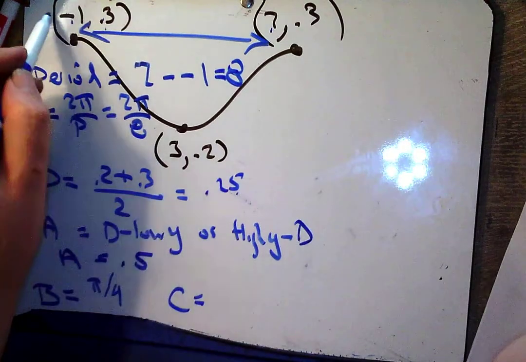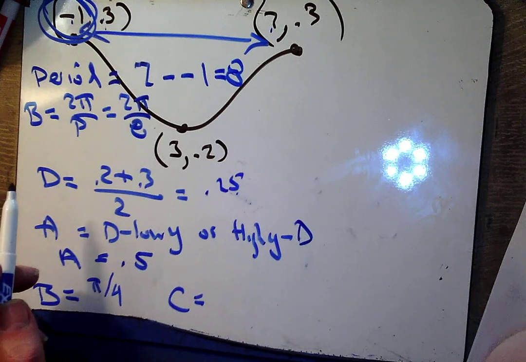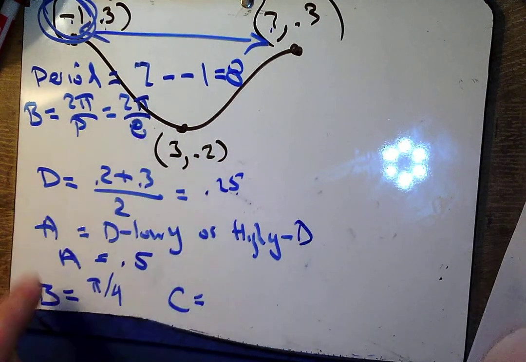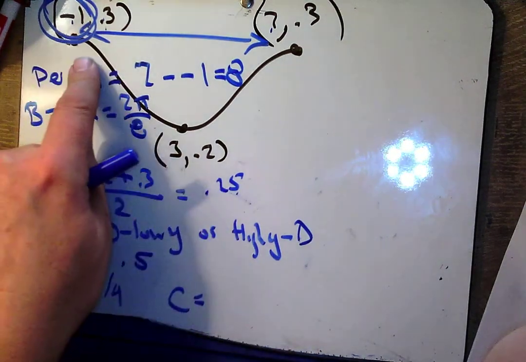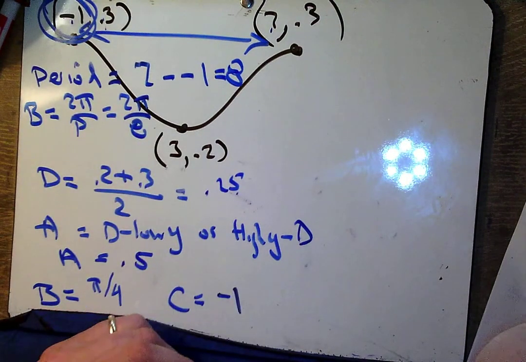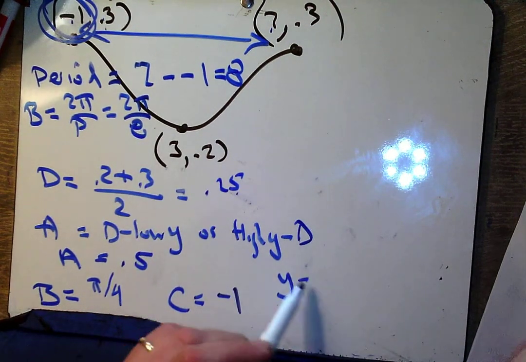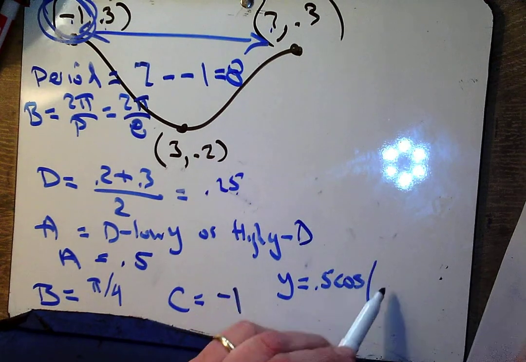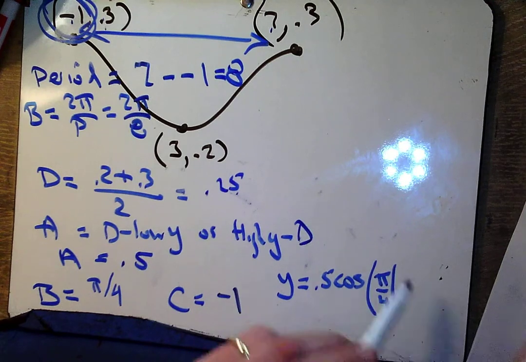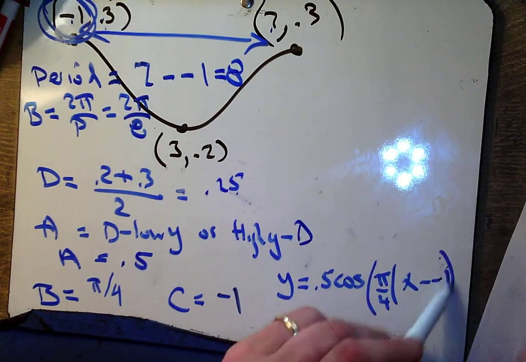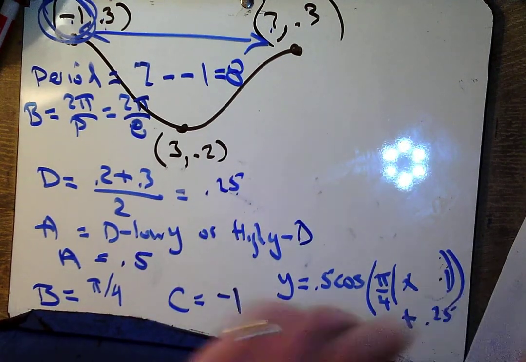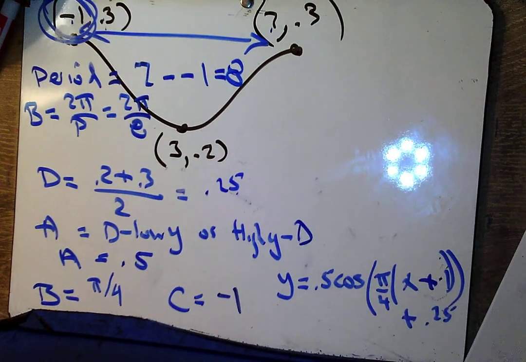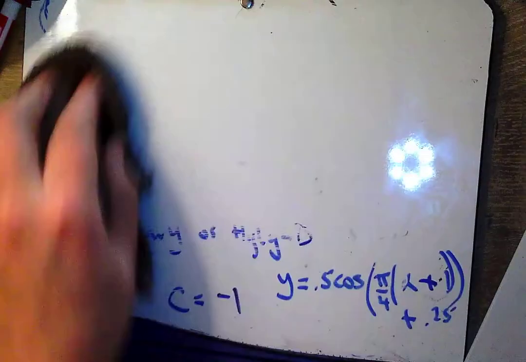And finally, our C value is where we perceive the graph to be starting. If you thought this was a negative cosine graph, not only would you put a negative in front of the A, but you would use this for your C value. But I think it's a positive cosine, and so my C value is negative 1. So my model here, y equals 0.5 cosine of pi over 4, don't forget that second parenthesis, (x minus negative 1), close two parentheses, plus 0.25. And yes, I would tidy that up. You don't have to, but I would. All right. Any questions about that one? Okay. I thought that should be pretty reasonable.